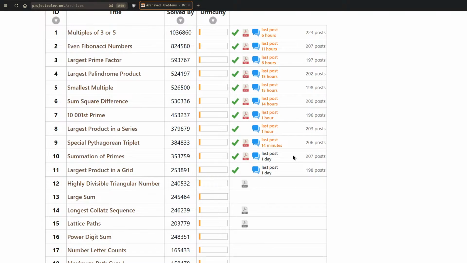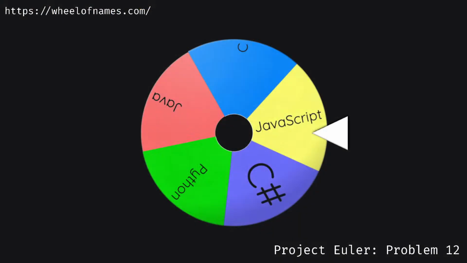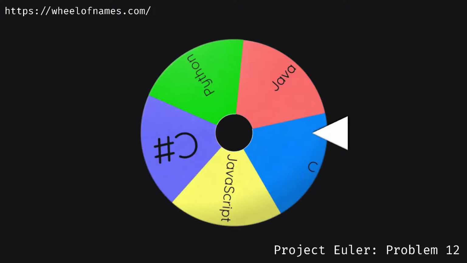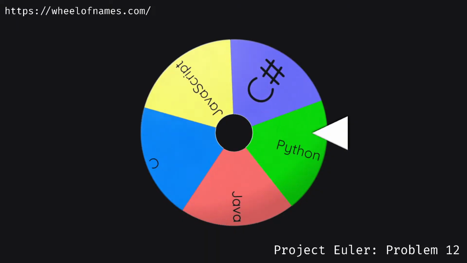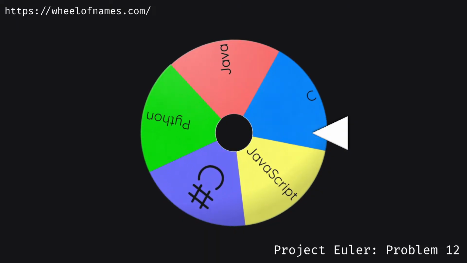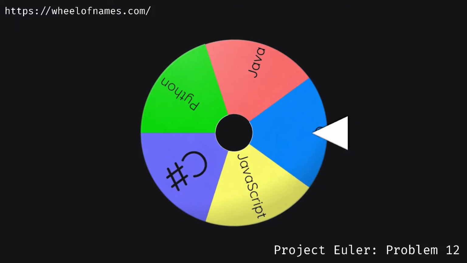So before we start, I'm going to spin the wheel. Where's the wheel? Here we go. All right, so the spinner is going to land on a random programming language, and whichever language it lands on, I'm going to use. Let's see what I get. C. Spot on C.